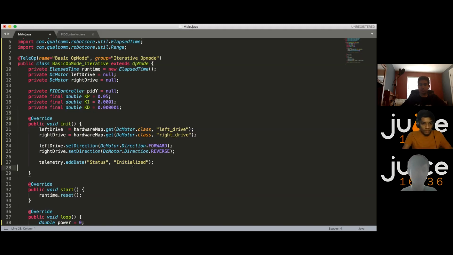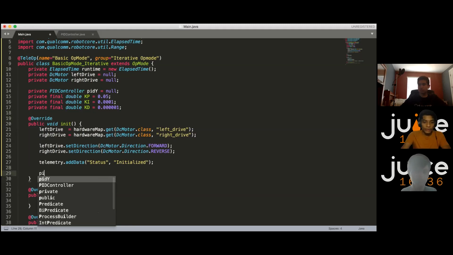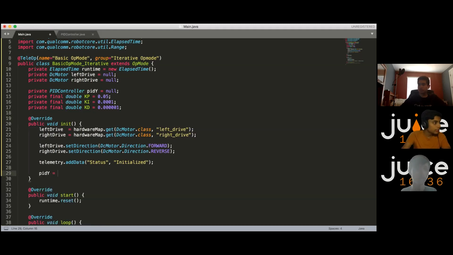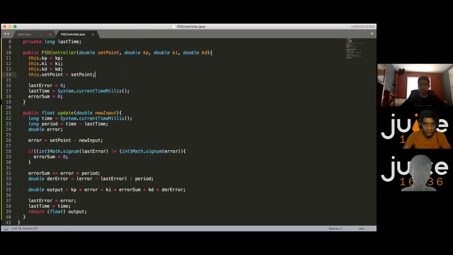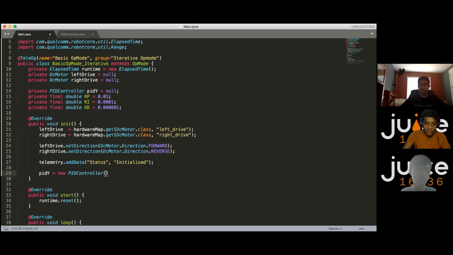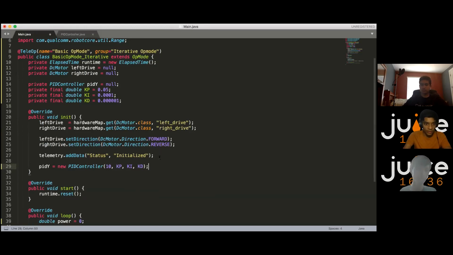So in our init, now we're going to call that constructor we made earlier. So that's PIDY is equal to new PID. Our first value would be our set point, then our constants. We're going to make this move forward 10. That could be inches or whatever units you want to use, and that'll depend on your odometry setup, which we'll show later. All right, and I think that's all we should have to add in init.